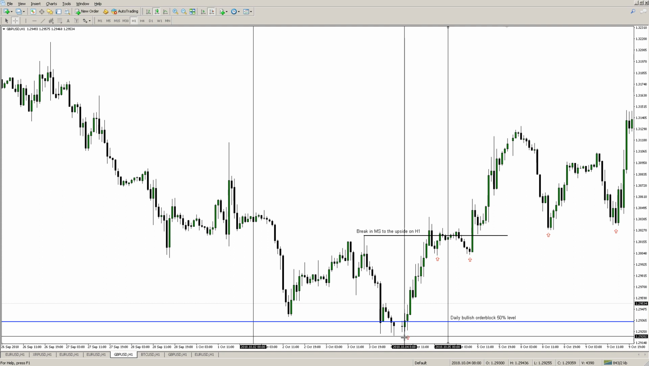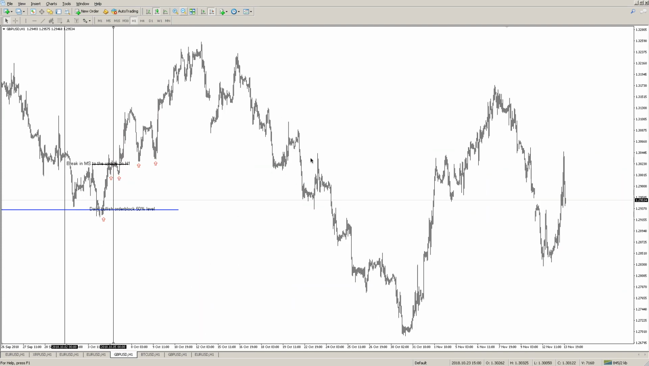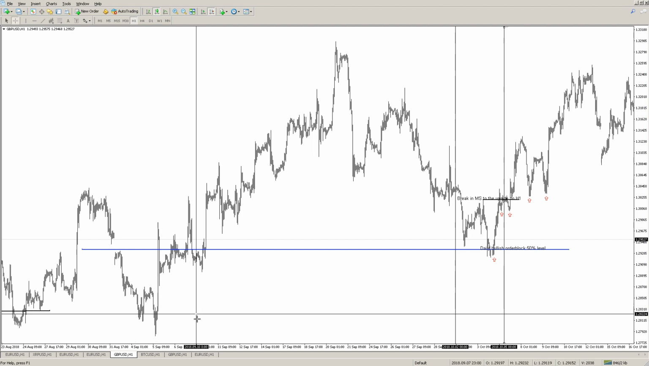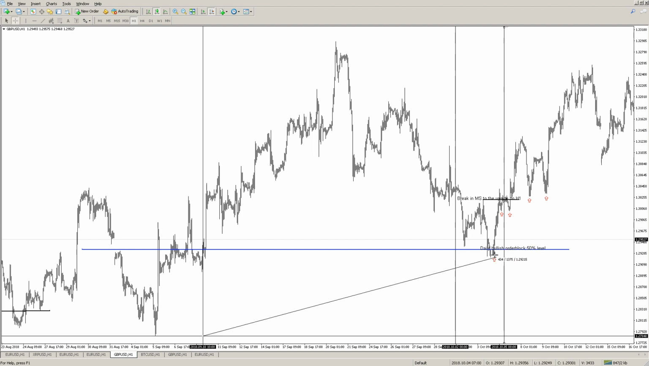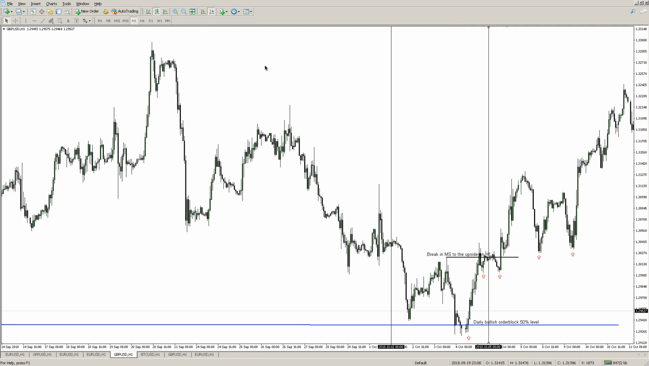Okay? Versus if you were a buyer here, your stop loss has to go way back here, below this low. Because this is the daily order block low. This is the 50% level, this is the low. So you would have a stop loss below this low if you bought it at this low, which is 140 pips. That's, again, for swing traders.